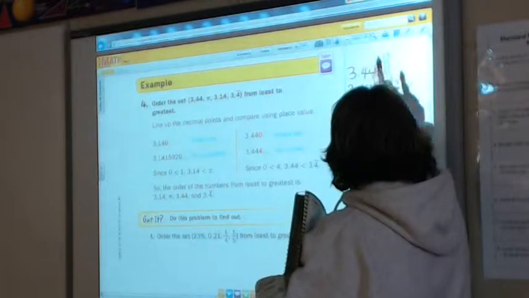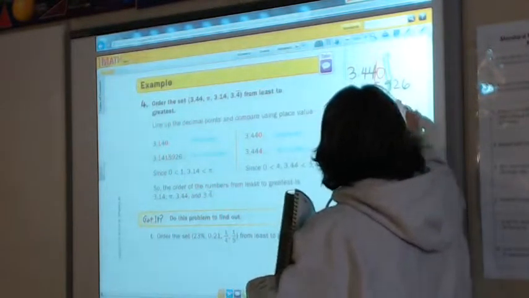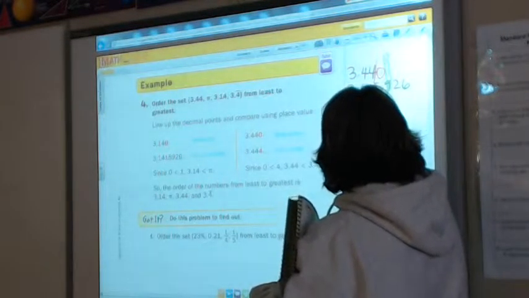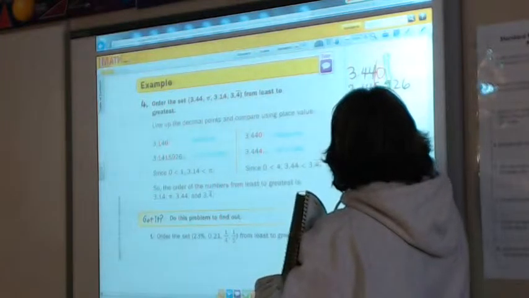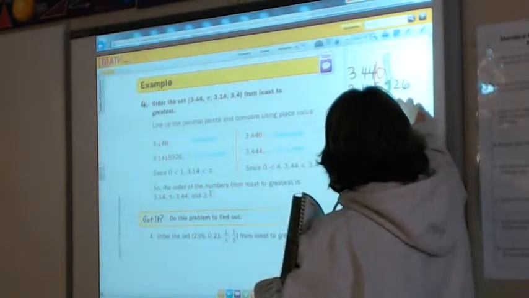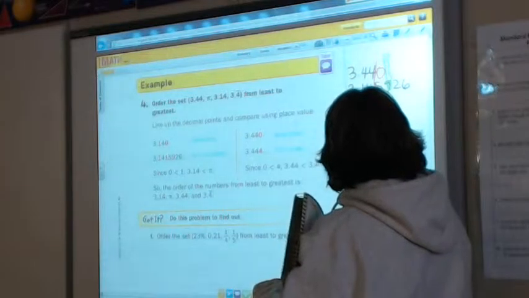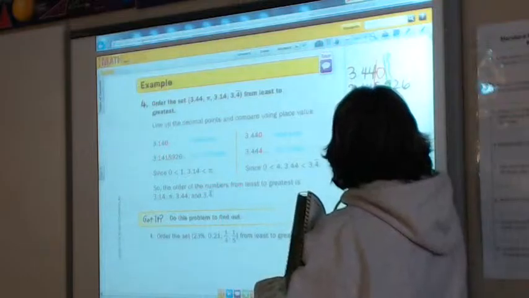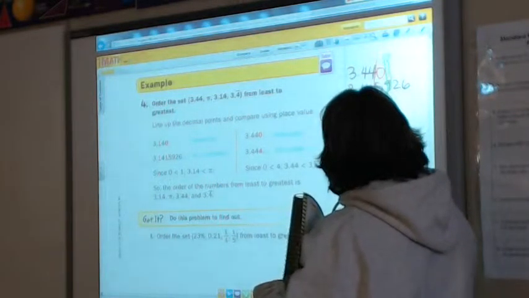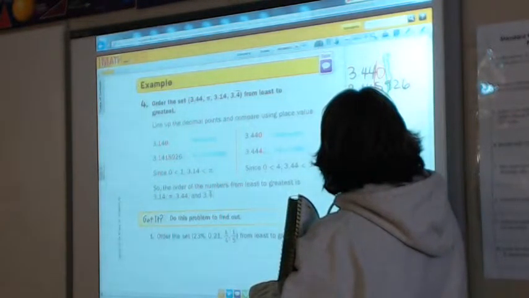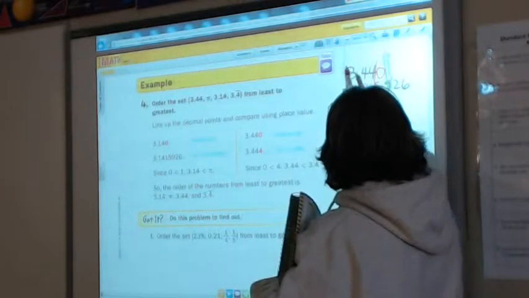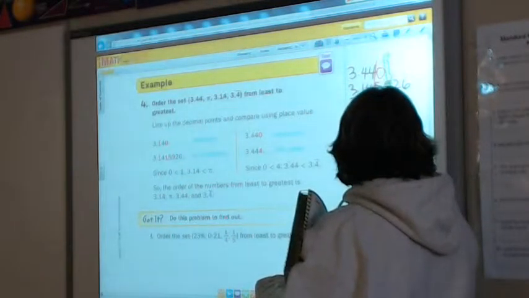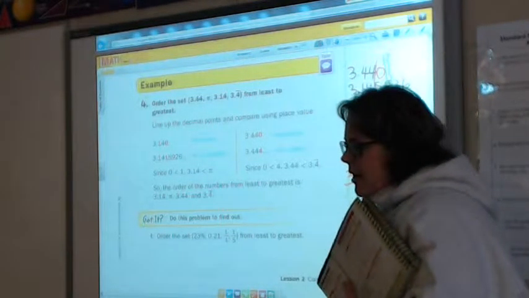So, yes, least to greatest. So our smallest number, we have a 3.4, a 3.1, a 3.1, a 3.4. So our smallest is going to be one of these two. So the 3.14, 3.14, and we have a 5 and a 0. So our smallest one is going to be 3.14. Then next is going to become the pi, right, because that's 3.145. Then next is going to be the 3.444 or 3.440. That's going to be the 3.44. And then we have the 3.4 repeating. That would be our last.